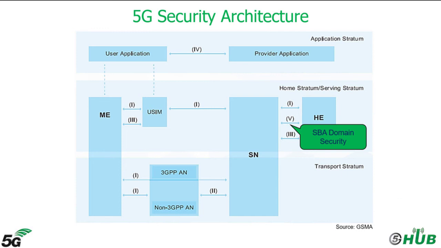And service-based architecture forms the basis of the 5G core network. To ensure security between network functions in the SBA, security mechanisms such as transport layer security, or TLS, and OAuth, open authorization, are needed here.